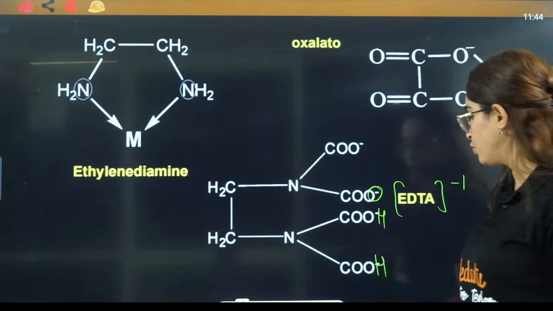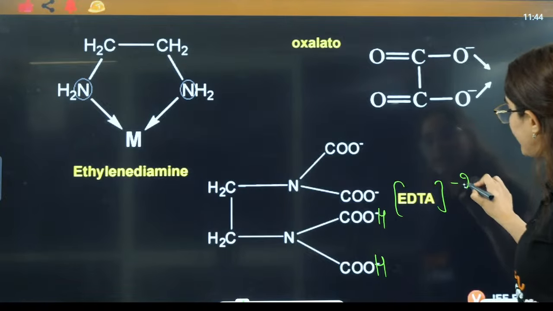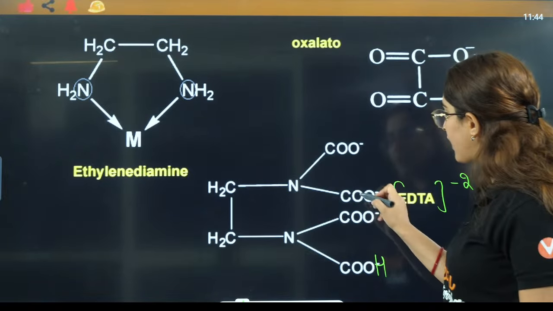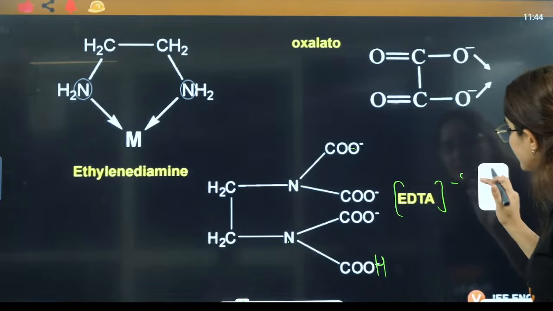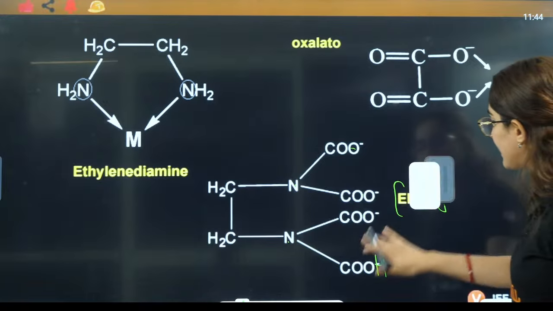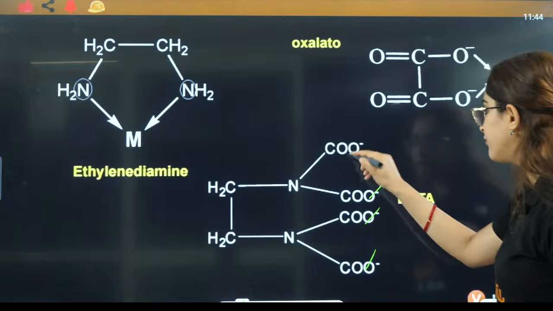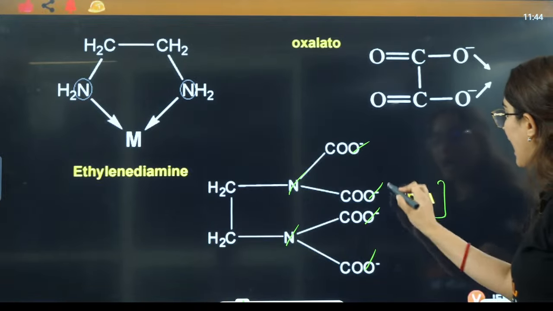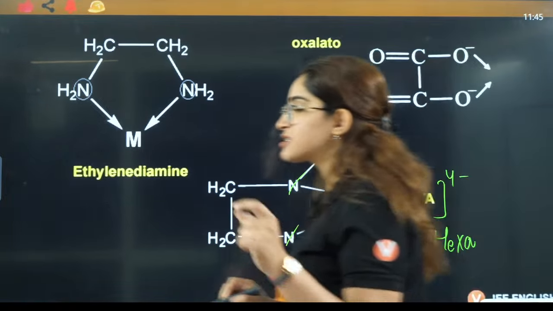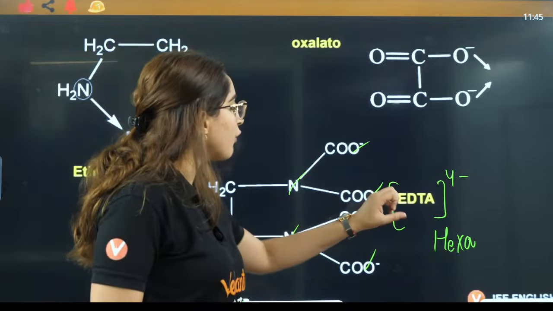If I lose one more hydrogen, it will have two oxygens and two nitrogens, that is four donating sites. So EDTA minus 2 will have four donating sites. If I lose one more hydrogen here, it is 1, 2, 3, 4, 5. Now if you have minus 3 charge, it will have 5 donating sites. Now if you take out this also, 1, 2, 3, 4, 5, 6, in total you have minus 4 charge, and that is hexadentate. That means 6 donating sites are there, right? Okay.